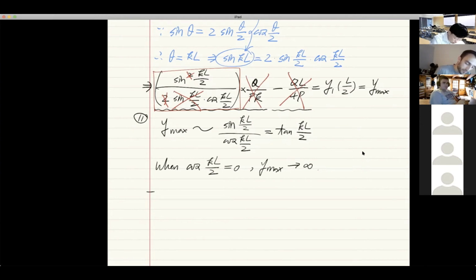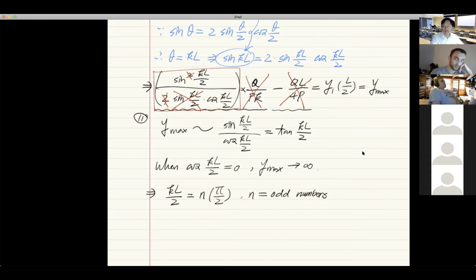So that means what we need to do is to figure out what makes cosine(kL/2) equal to 0. Now we know that when cosine is at pi/2 or negative pi/2, you're going to get 0, right? Therefore, we know that the value of kL/2 equals n times pi/2, and here n will be any odd number. Would you agree?